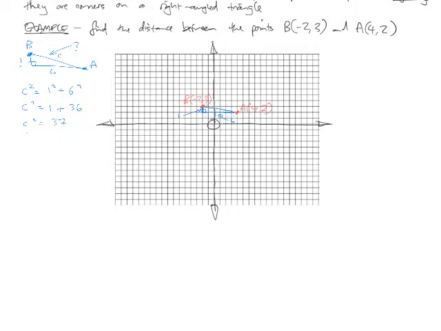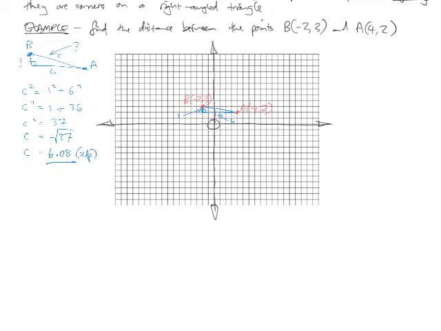The opposite of squaring something is square root. So square root of 37, so you need to use your calculator for this. Square root of 37 is 6.08 to 2 decimal places. So that is the distance between B and A.